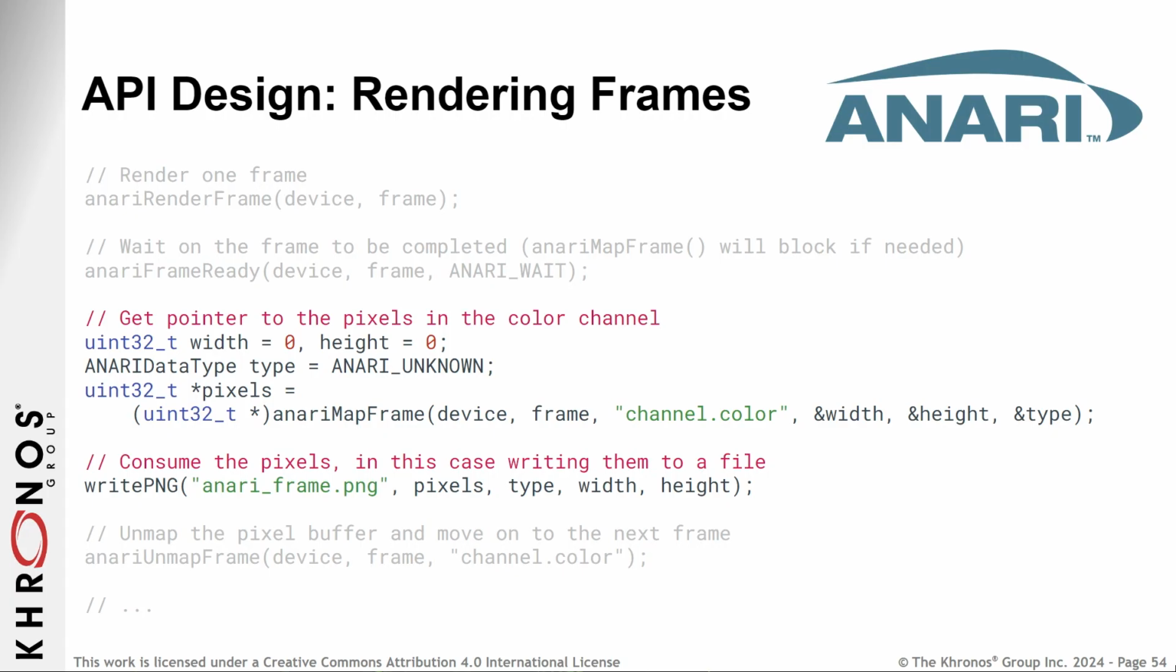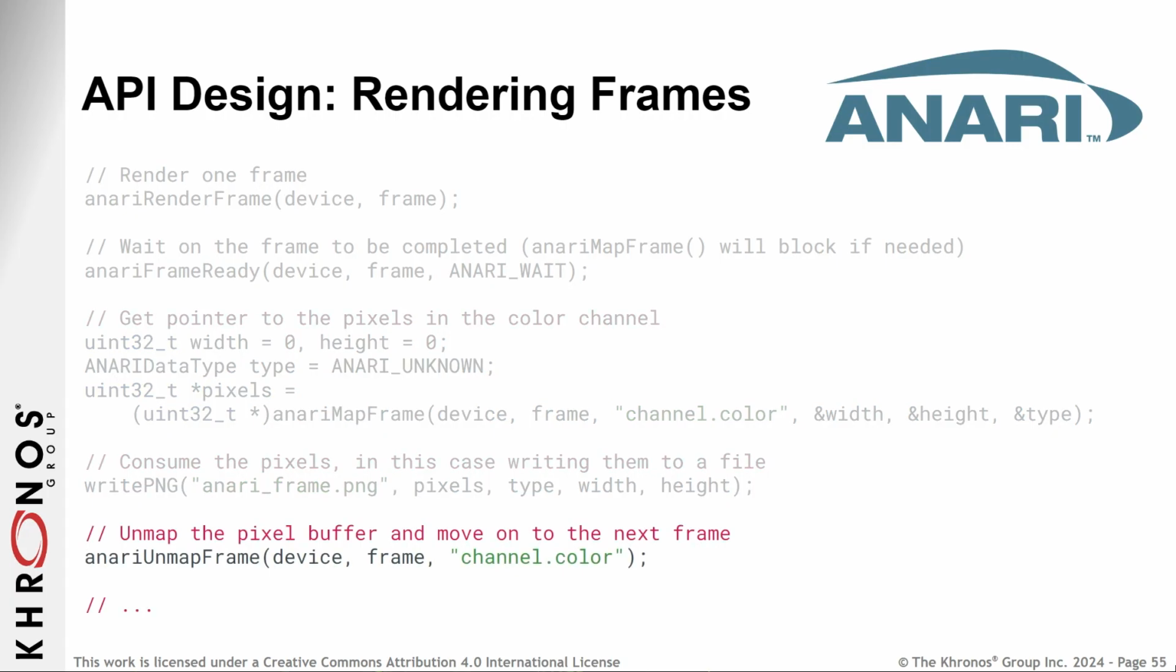And then mapping out pixels, pretty straightforward. There are buffers of various channels of information. Here we get the color channel out, just get a pointer to those pixels, and we can then output them to a PNG. You could put them up in a user interface somewhere interactively, but it is that little amount of code. And then you just unmap your frame.